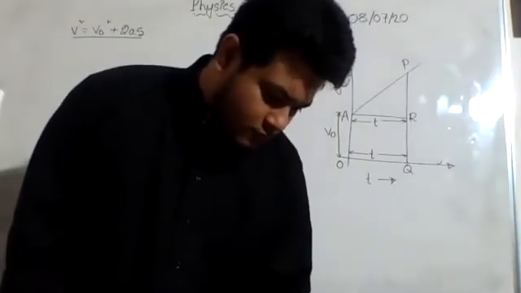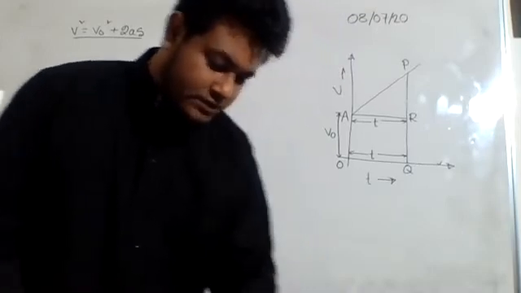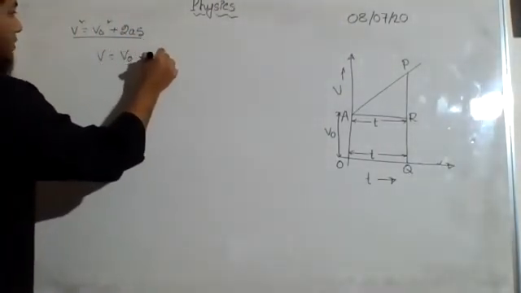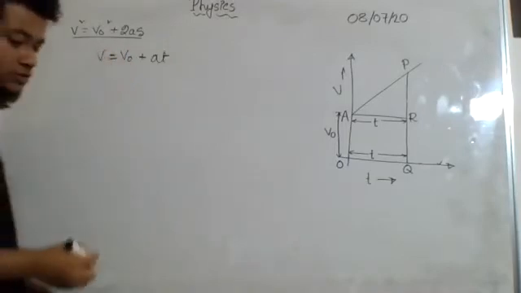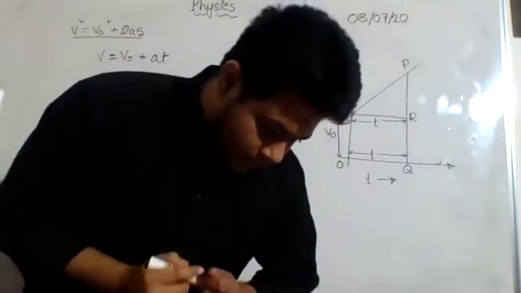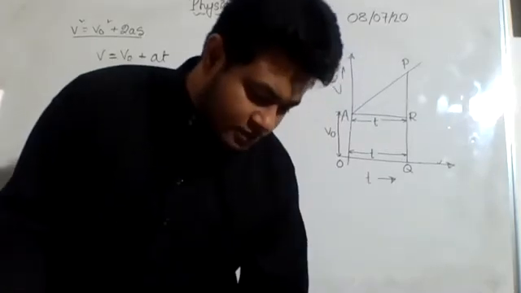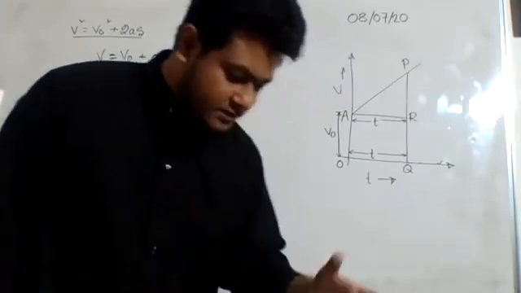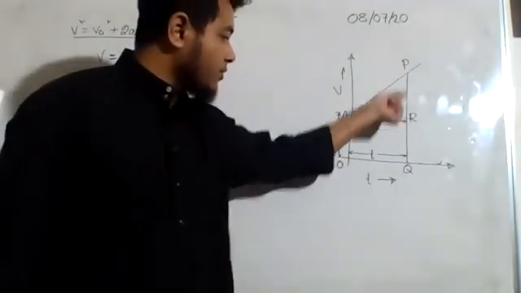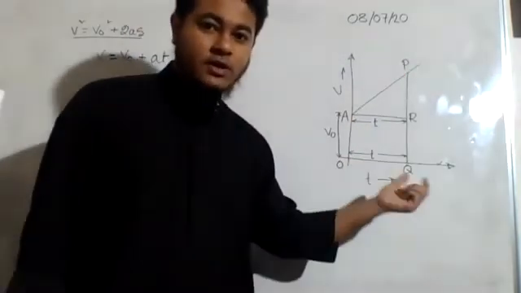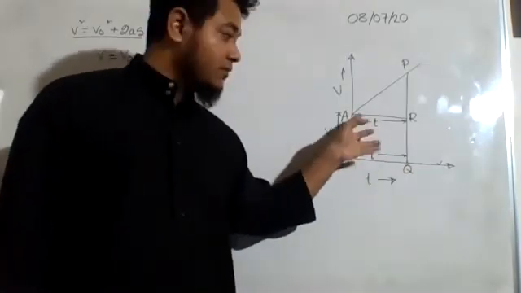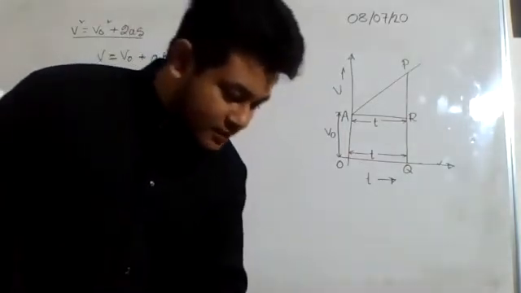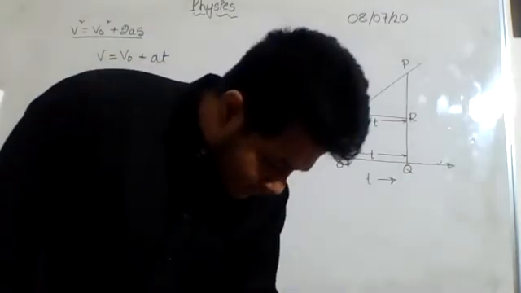We know for an object moving with uniform acceleration, V is equal to V naught plus AT. Definitely this will follow y equals mx plus c because this is a straight line. If we draw a perpendicular from E, it will create a quadrilateral. If we calculate the area of the quadrilateral, it will give me the distance. So it is the same thing, so I will cut it short.